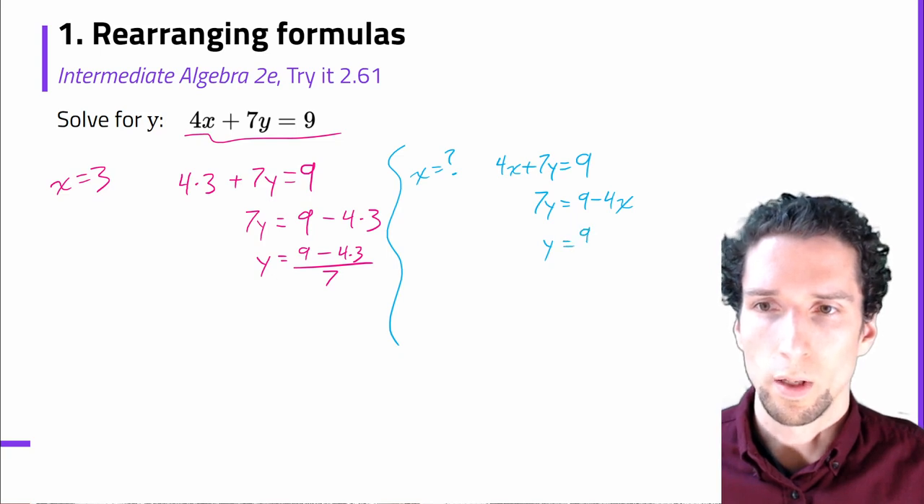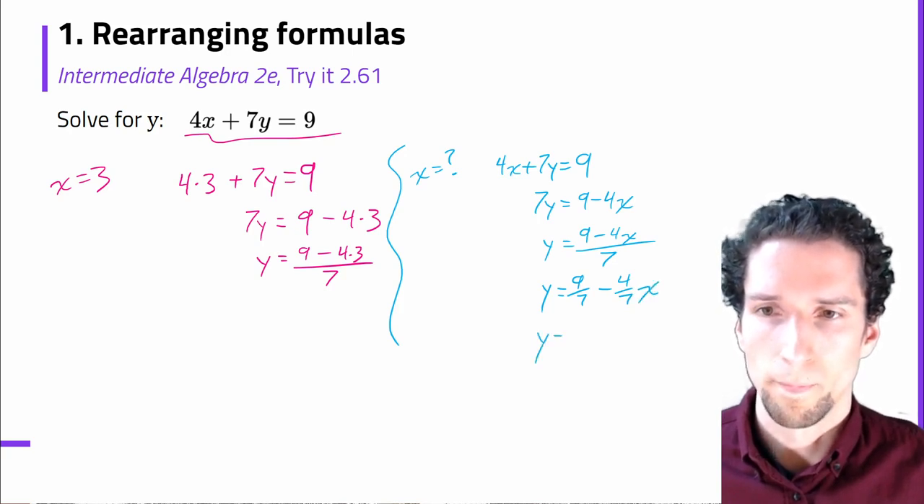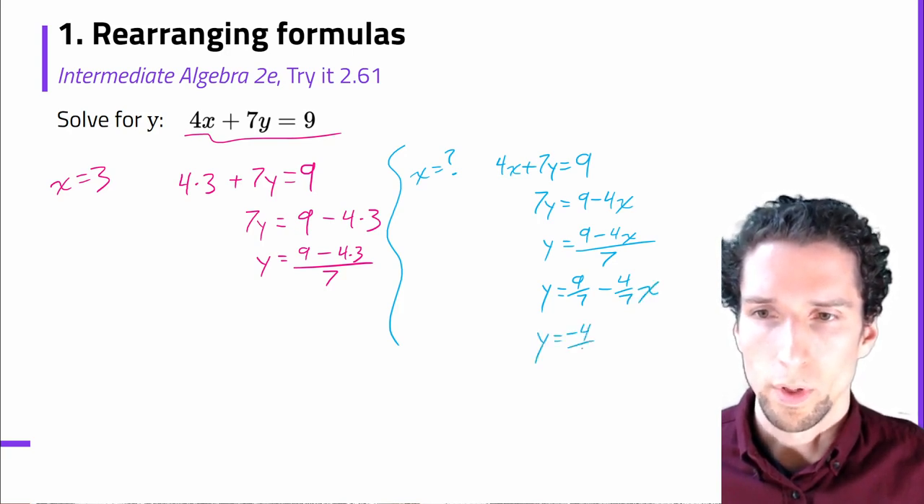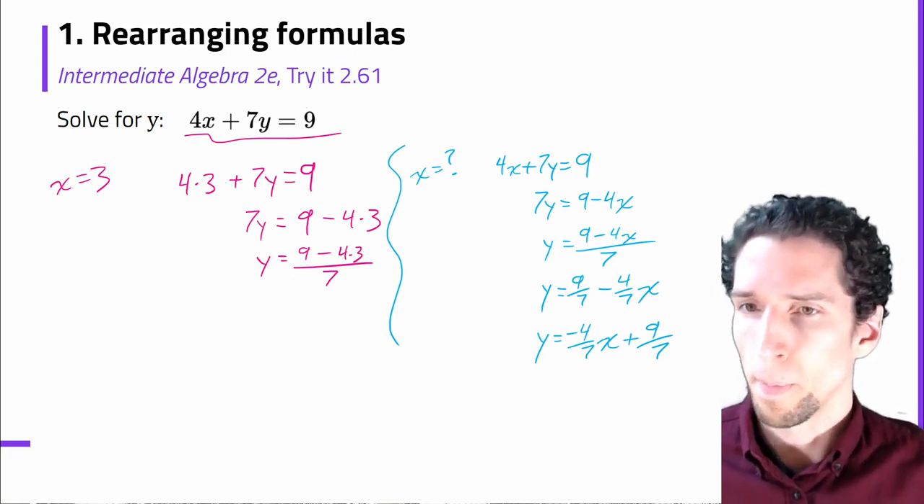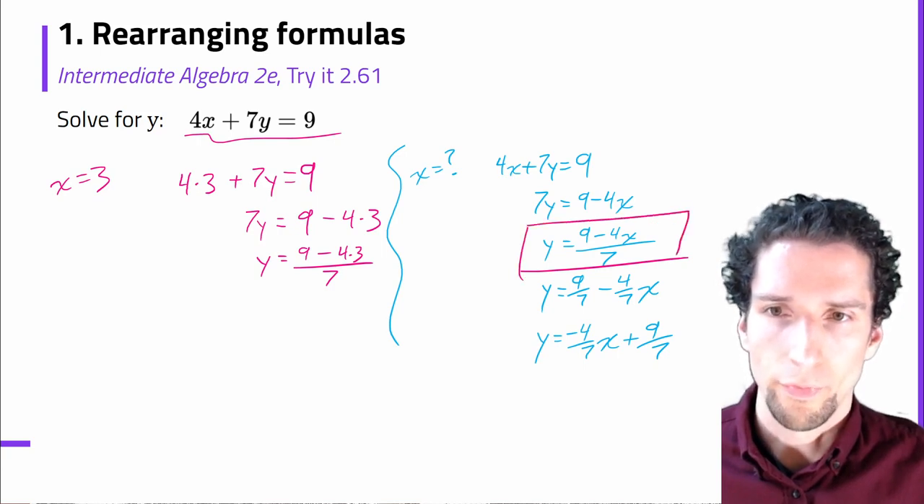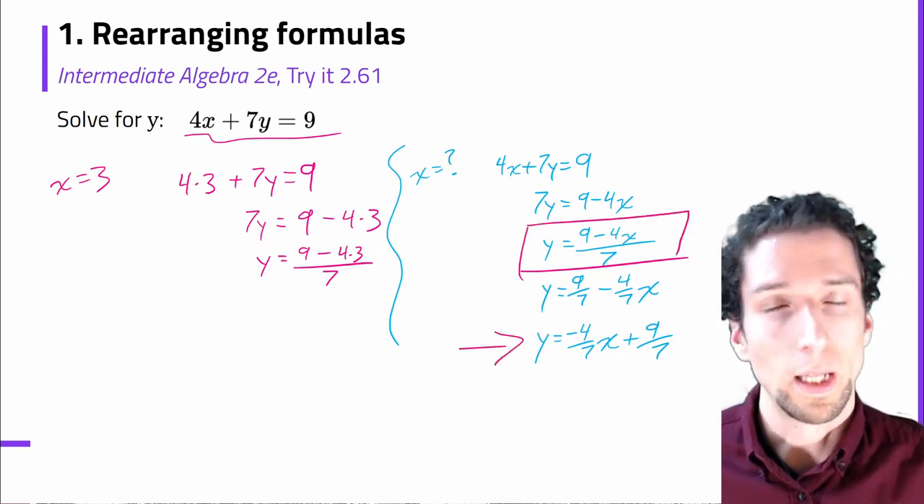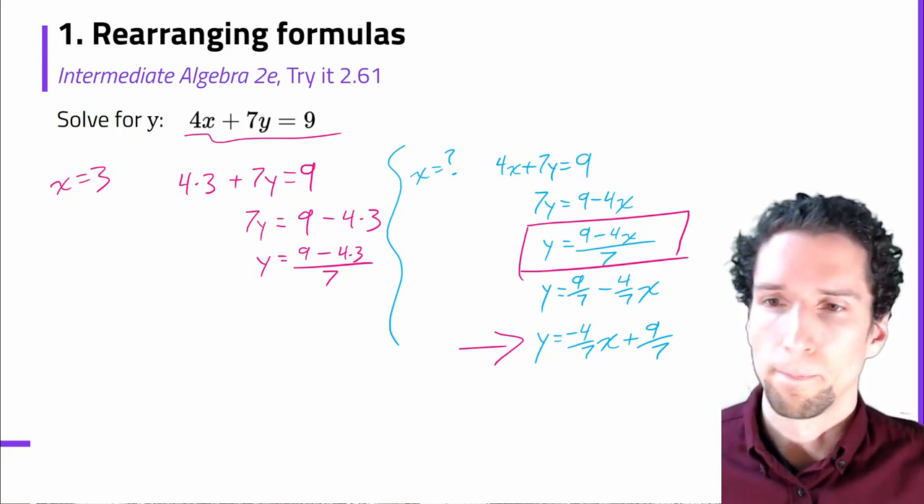y equals 9 minus 4x over 7. y equals 9 over 7 minus 4 over 7x, and I'm going to put the x in front. Negative 4 over 7x plus 9 over 7. There. Okay, so again, if you stopped at this stage here, that is fine, but if we are dealing with lines and linear equations, then it's very useful to have that final version there.